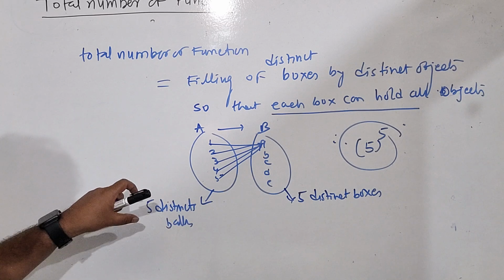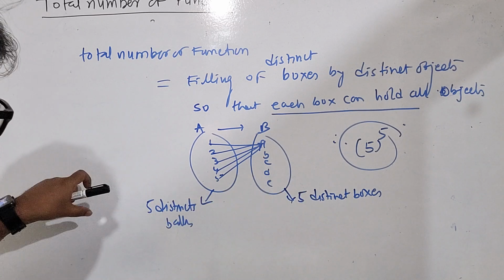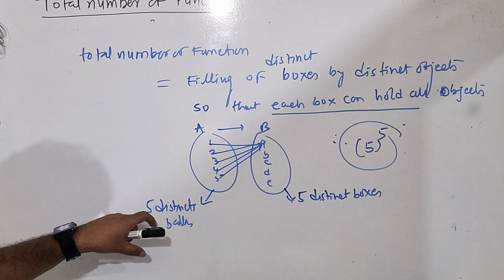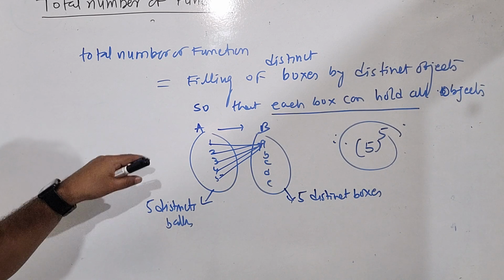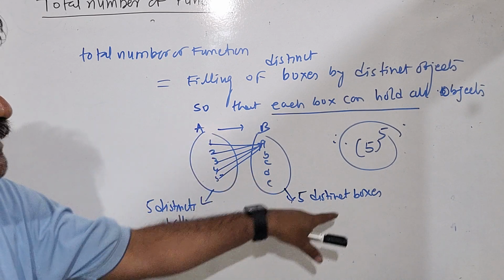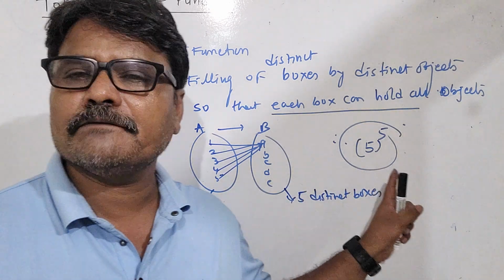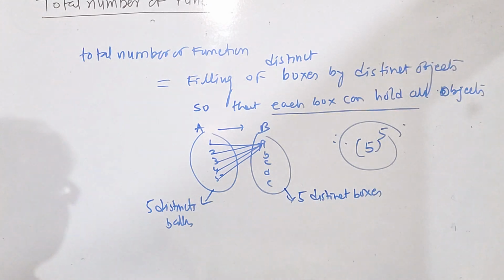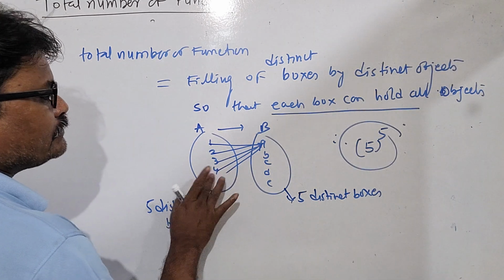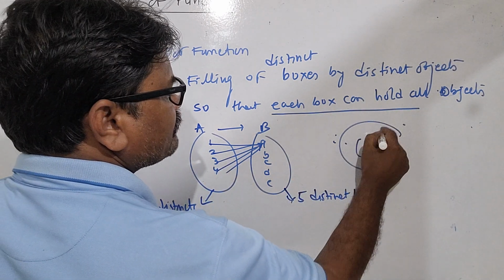So in permutation and combination this problem came: 5 distinct balls have to be filled into these 5 distinct boxes. Distinct is very important. 5 distinct boxes so that each box can hold all the 5 balls. Then how many number of ways can we do that? So this is simply the total number of functions. For example, here 4, so this will be 5 to the power 4.